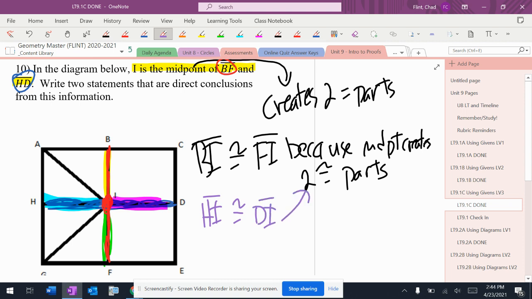All right, one of the things that'll happen in these proofs is occasionally you'll get to use the same reason for two statements in a row. When that happens, I don't need you to write the thing twice. You can just draw an arrow and say it uses the same statement as this one. You certainly can write out because midpoint creates two equal parts. Again, this only works when it comes one after the other.